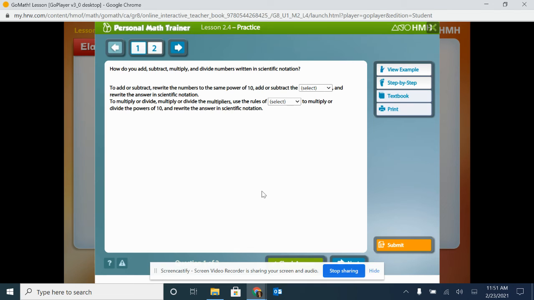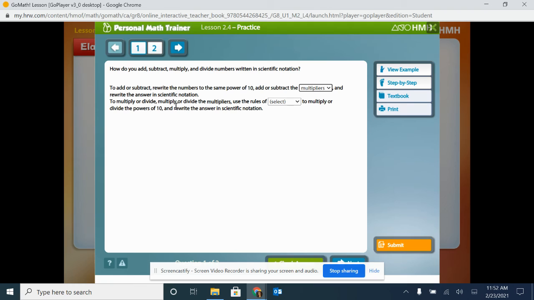So number 1, it says, how do you add, subtract, multiply, and divide whole numbers written in scientific notation? To add or subtract, rewrite the numbers to the same power of 10. Add or subtract the multiplier. They use the word multiplier instead of coefficient, but that's okay, and rewrite the numbers in scientific notation.